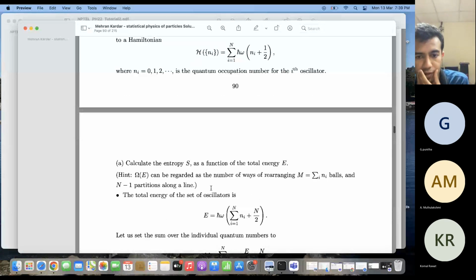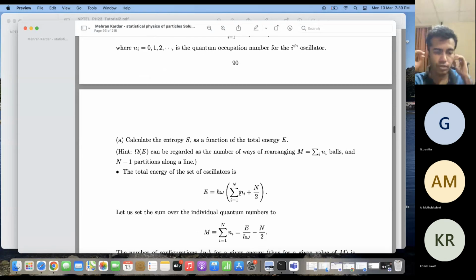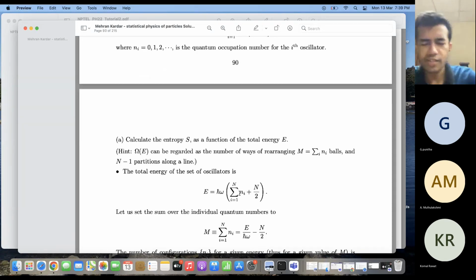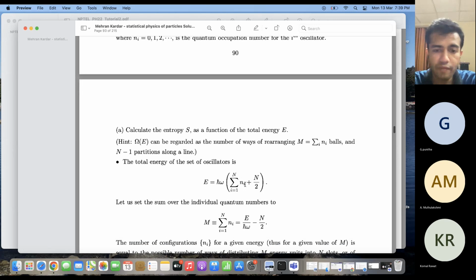And here also I have to calculate the entropy as a function of total energy. So here is a different approach which we need to apply in case of quantum oscillators, because these are discrete systems. Classical systems are continuous systems, so we had a continuous integral over phase space. Here we don't have a continuous integral over phase space. We have to arrange the discrete oscillators in different ways. So how do we go about that?